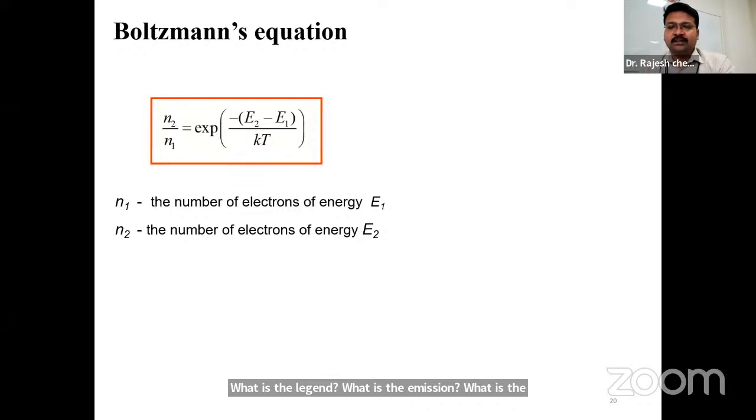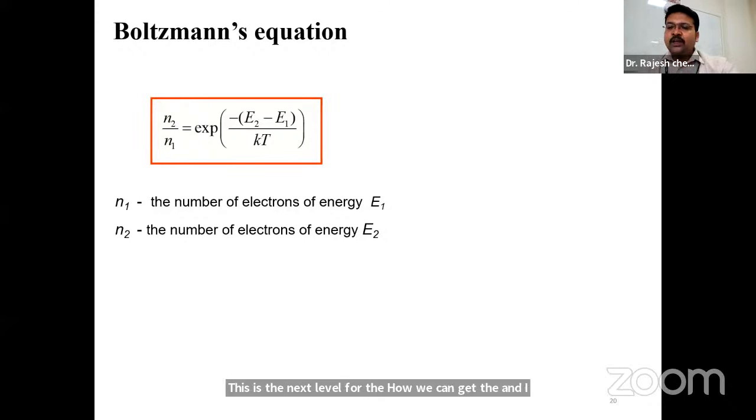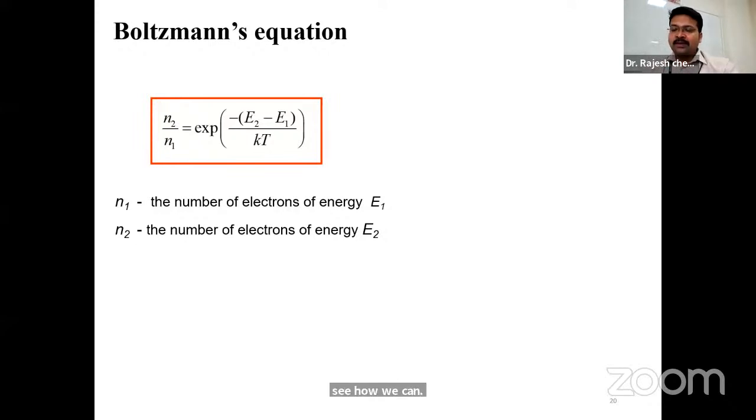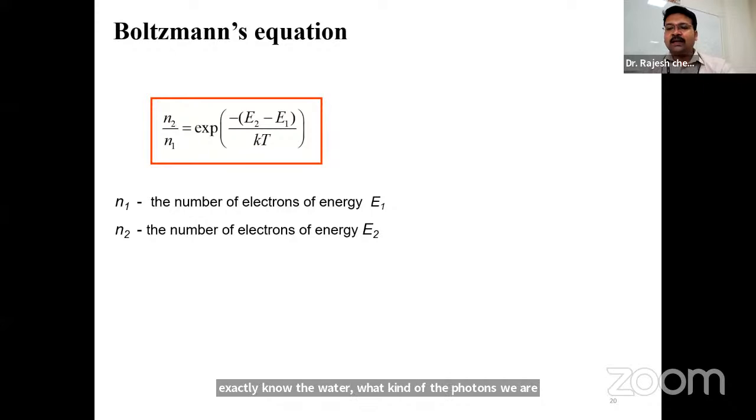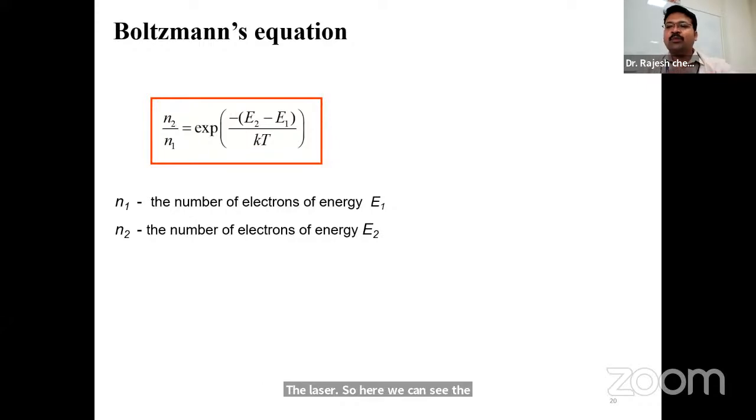This is clear to everyone. Now we are going to Boltzmann's equation. This is the next level, for how we can get the energy, how we can exactly know what kind of photons we are getting, what kind of energy we need, and how we can calculate. Previously, what we talked about in the previous slides was just the basics and the mechanisms we need to produce the laser. Here we can see quantitatively how much energy is required, what kind of photons are released, and how many photons are released to produce the lasing action.